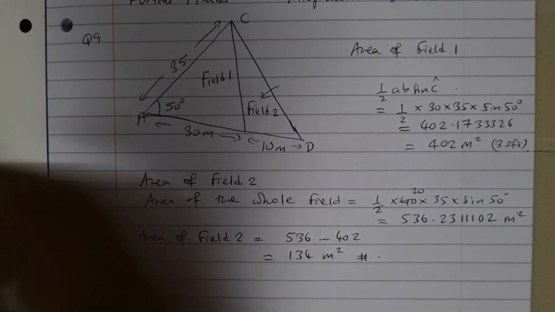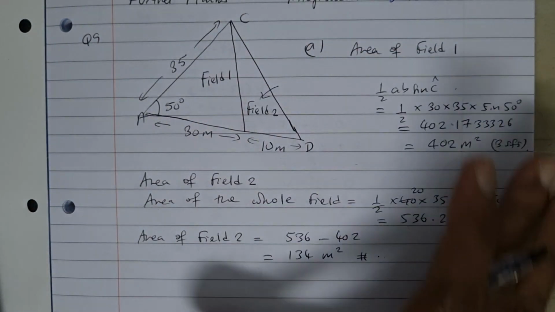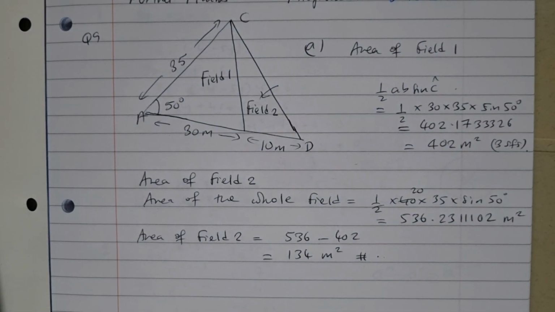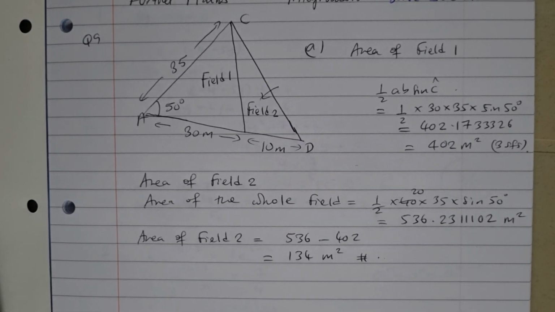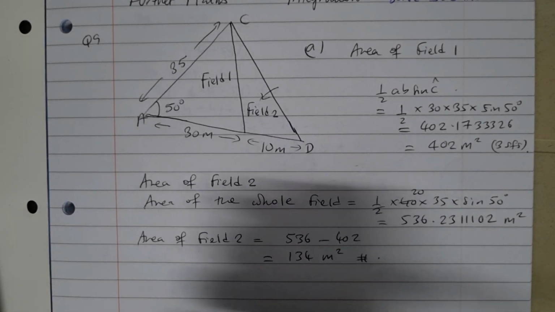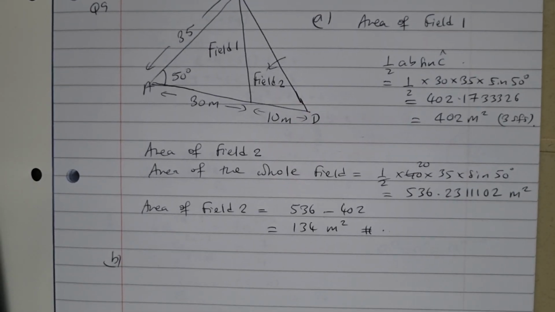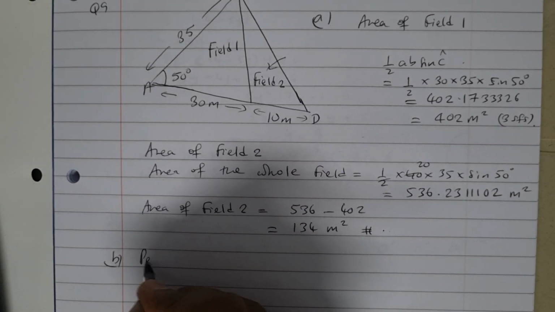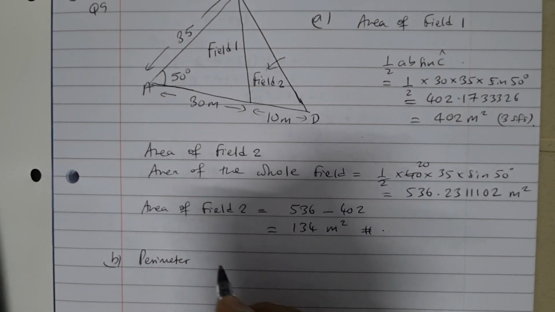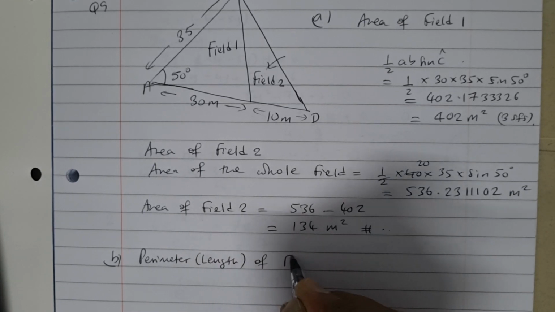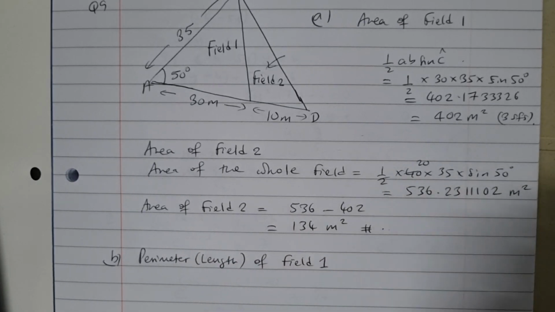This is part A of the question, but A is comprised of two parts. So we're going to look at part B of the question. In part B, they want us to find the length of the perimeter of field 1. So let us write this down: perimeter length of field 1. So how are we going to do this?